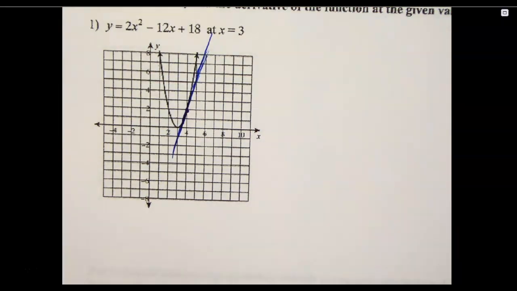Because it's x equals 3. Because it just looked cool. I don't know. Because it's x equals 3.